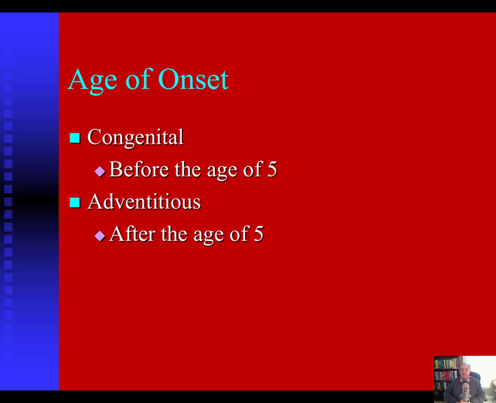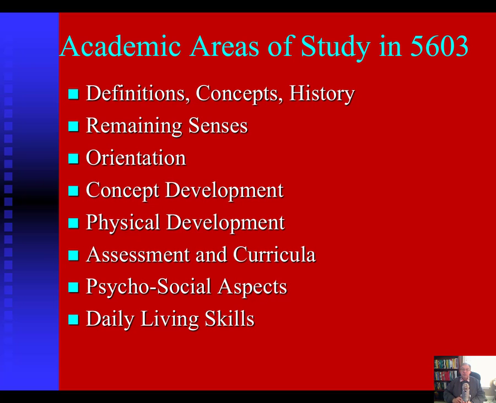Now, somebody who's adventitiously blind, on the other hand, after the age of 5, remembers visual images, has concepts of the environment because they've seen them before. But they may be much poorer in the use of their senses. They may not trust their hearing. And they may be more fearful. So knowing all of this makes a big difference in how we work with individuals.